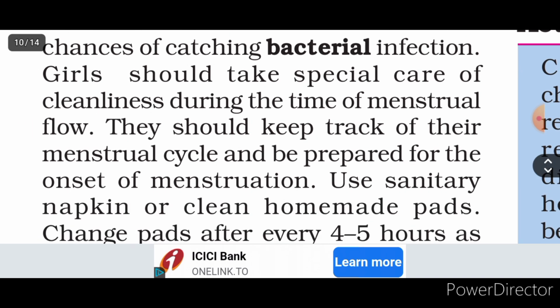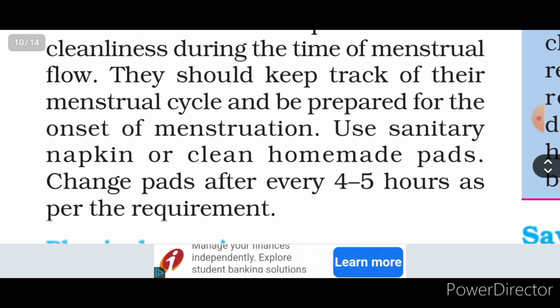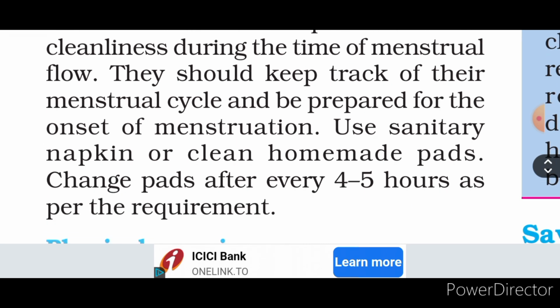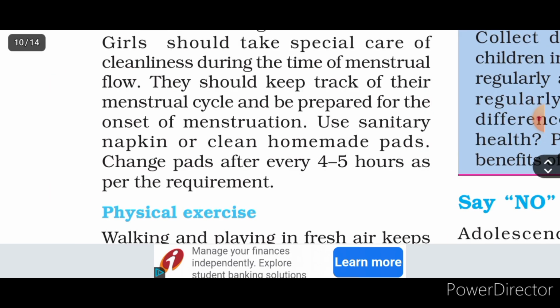Girls should take special care of cleanliness during the time of menstrual flow. They should keep track of their menstrual cycle and be prepared for the onset of menstruation. Use sanitary napkins or clean homemade pads. Change pads after every 4 or 5 hours as per requirement.